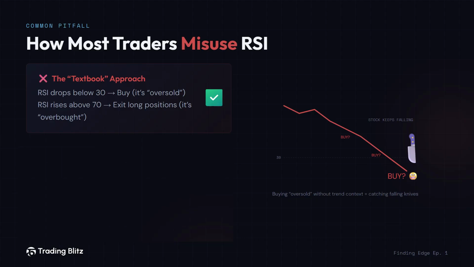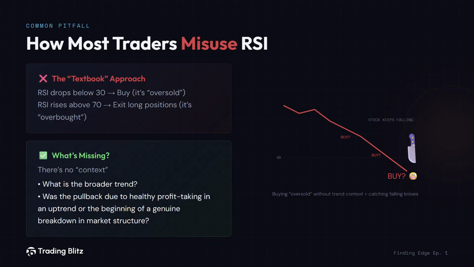It's now oversold, right? And then when it goes above 70, they either exit long positions or they go short because, well, it's above 70, it's overbought. However, this standard 30-70 approach tends to underperform. And the main reason it underperforms is because it lacks context. It doesn't tell you anything about the broader trend.